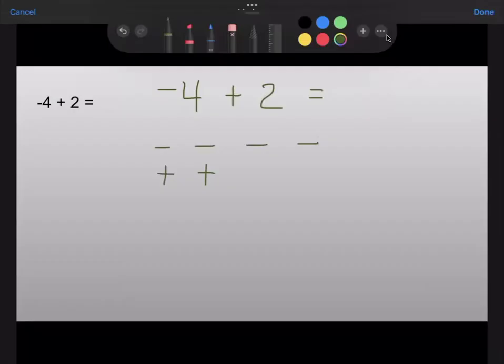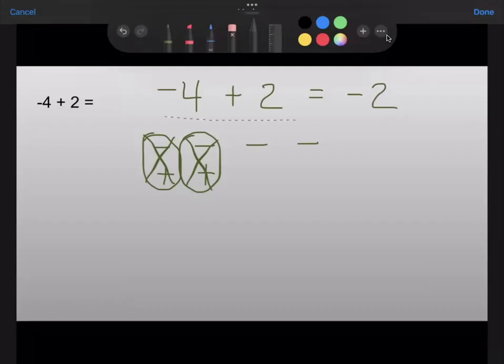So that means I could match these up and cancel them out, and I could match these up and cancel them out. And what I would be left with is 2 negative signs. So that means my answer would be -2 or 2 negatives. So that's one way to think about it. Here's another way we can think about it and get the same answer.